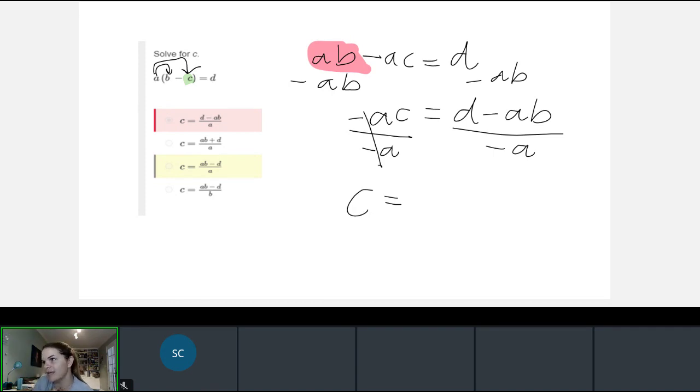Now the tricky part is D divided by a negative becomes now negative D, right? We don't want to leave this negative A in the bottom. So we have to flip the signs of everything up here. So it's going to be negative D, and then that becomes positive, and this becomes positive. So that's how we would get positive AB minus D over A. These were tricky ones. Those are really good questions.